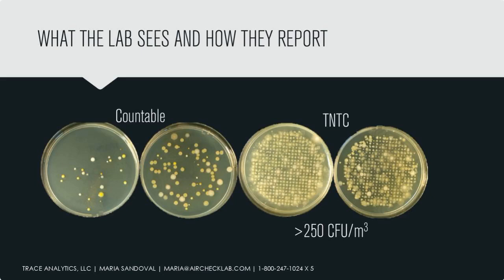And so if a lab gets these plates and they see patterns like this, these are countable. We would say 1 CFU, 2 CFU, 3 CFU, 4, 5, 6, and so on. What is a CFU? It's a colony forming unit. This right here, 1 CFU. It is not one bacterium. It is many bacteria that are forming one colony forming unit, and 2, 3, 4, and so on.